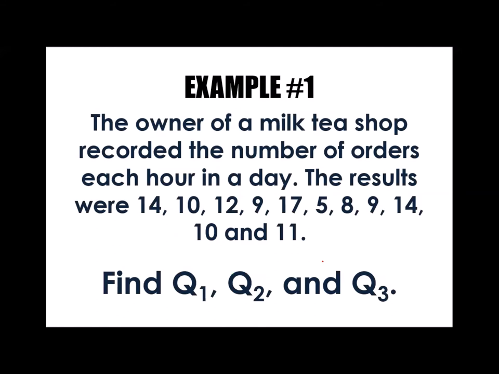The owner of a milk tea shop recorded the number of orders each hour in a day. The results were 14, 10, 12, 9, 17, 5, 8, 9, 14, 10, and 11. And we're going to identify the three quartiles. Q sub 1, Q sub 2, and Q sub 3.